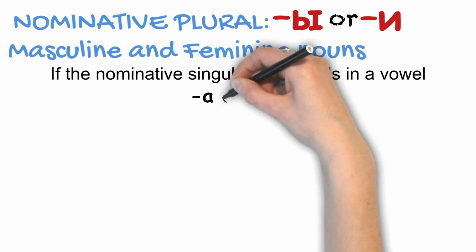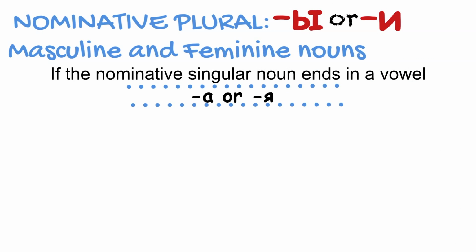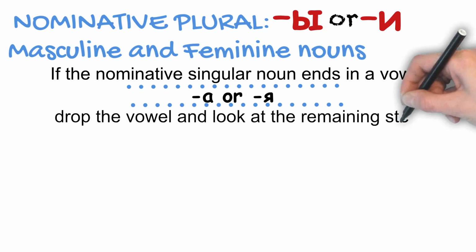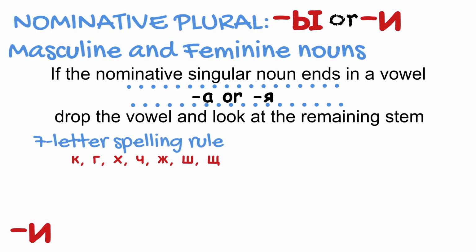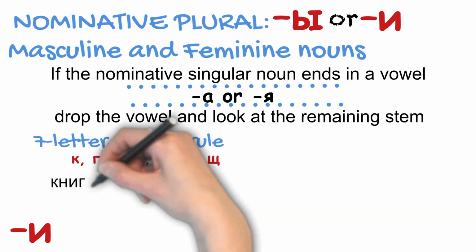If the nominative singular form of a feminine or masculine noun ends in a vowel, the first thing to do will be to drop the vowel at the end of the word and look at the consonant at the end of the remaining stem. Once you see what letter is at the end of the stem, you can follow the same rules that we have just discussed. That is, if after dropping the vowel, the remaining stem has one of the 7 letters, the plural ending will be и. For example, let's look at the word книга.